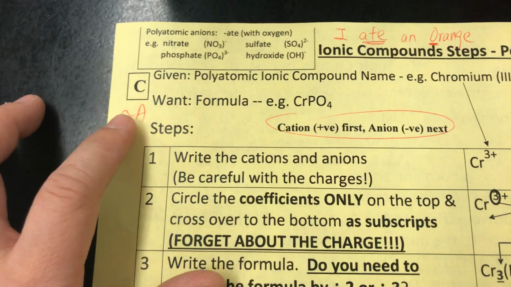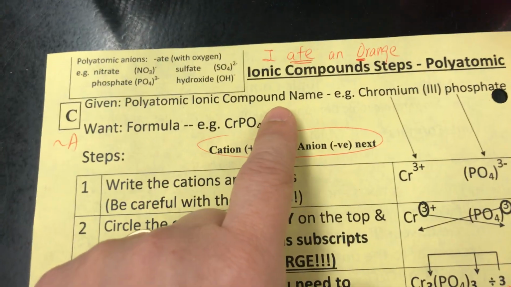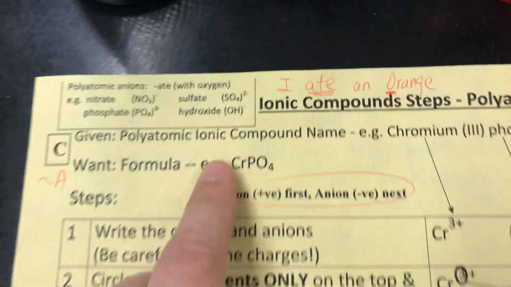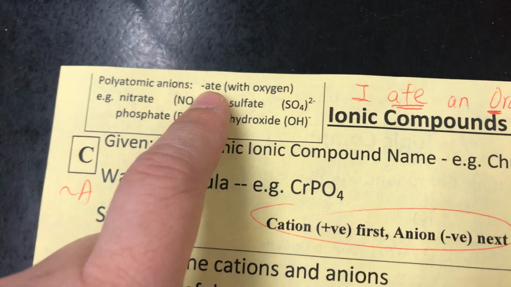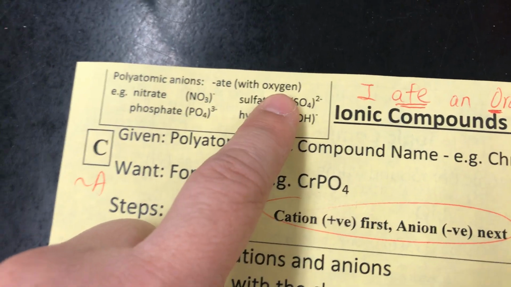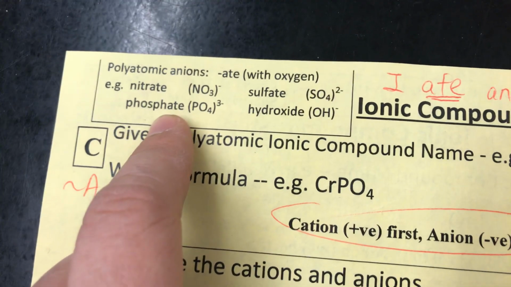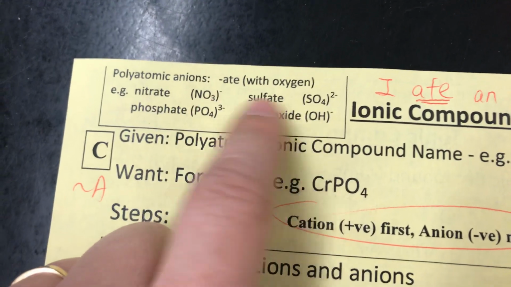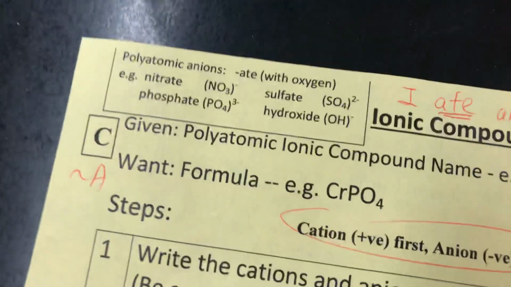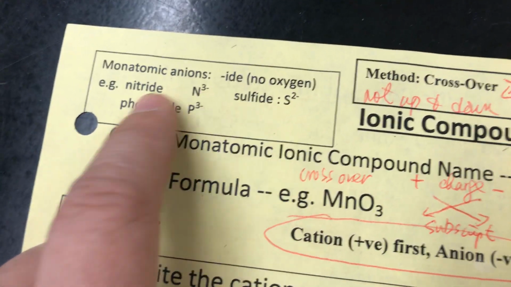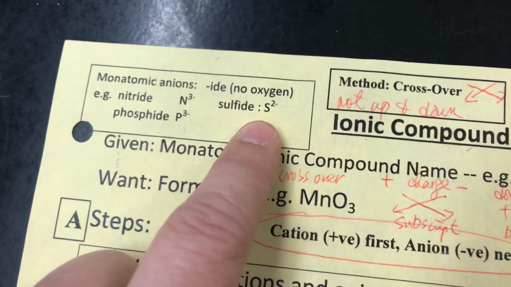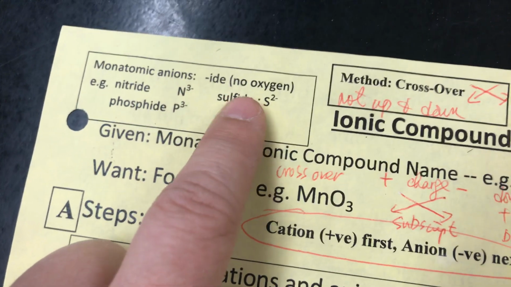They're unique. Now, the C step is similar to the A step. That means you're given the compound name and you will be writing the formula. If you compare the polyatomic anions, many of them end with ATE, and many of them contain oxygen. For example, nitrate, phosphate, sulfate have oxygen and end with ATE. The monoatomic ones end with IDE and don't have oxygen, for example nitride, phosphide, sulfide.